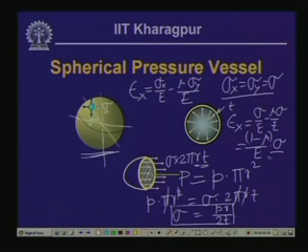So, corresponding to the maximum value of the stress, which is equal to P r by 2 t, we can compute the strain, and let us call this epsilon, which is a function of stress sigma. So, this is the maximum strain that occurs in a spherical vessel.